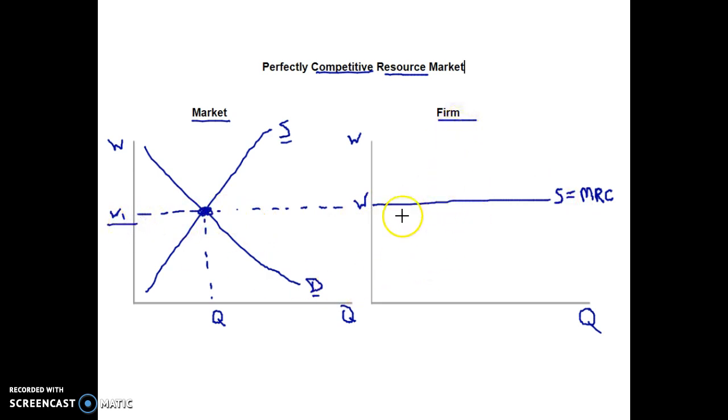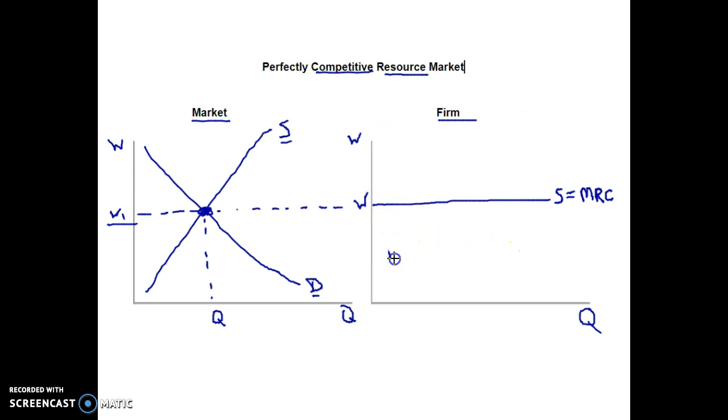Now, if the firm tries to pay less than this wage, because they might try to do that, they're not going to be able to hire anybody. They're going to go down to zero. Nobody's going to want to work for them because they can work literally anywhere else, any of these other firms, which there are many of them, for a higher wage. And if the suppliers, the households, try to sell their labor for a higher rate, they're not going to be able to find a job because the firms will just hire somebody else that's willing to work at that wage.